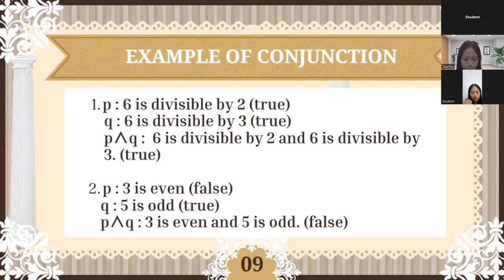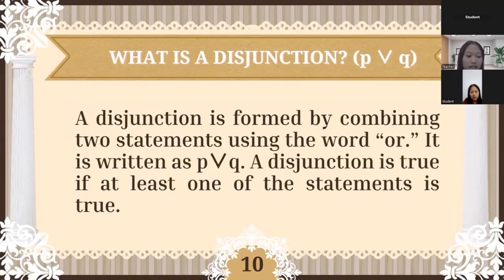Number 2. P: 3 is even, which is false. Q: 5 is odd, which is true. P and Q: 3 is even and 5 is odd, which is false because P is false and Q is true. Okay, next.